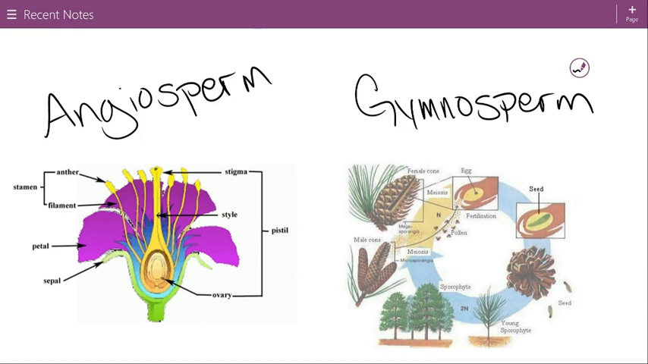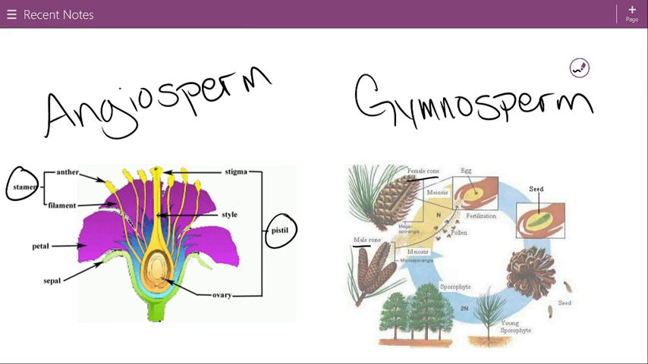Alright, so today we're going to be talking about reproduction in plants, specifically angiosperms, which would be a flowering plant, and a gymnosperm, which would be a coniferous plant. In both angiosperms and gymnosperms, we have the male section and the female section. The gymnosperm is fairly easy. There's a male cone on one part of the tree, or on one tree, and a female cone on a different tree or different part of the tree.